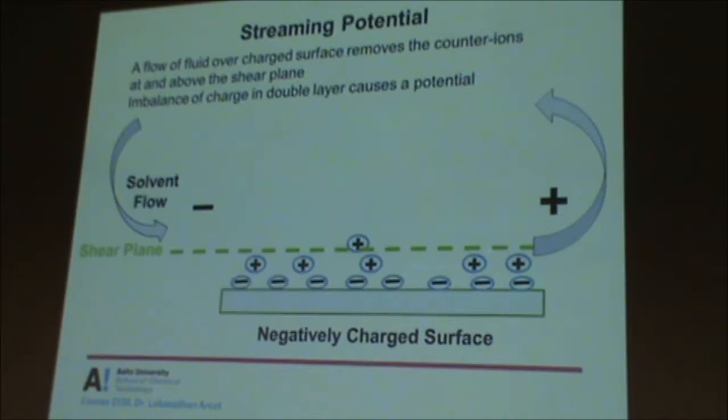Now, because the flow is in this direction, the cations will be accumulated here. The surface will be more negatively charged here and more positively charged here. That's why we get a negative potential here and a positive potential here. The polarity is based on the flow direction.